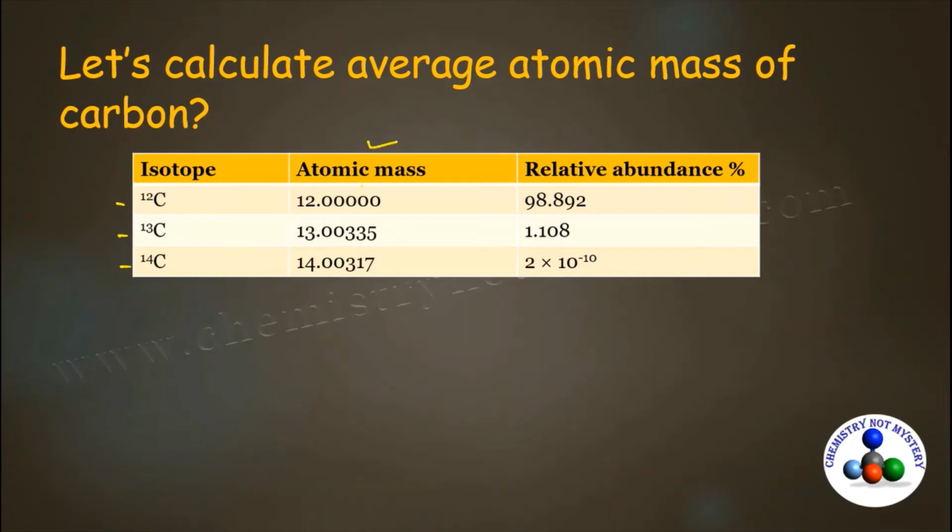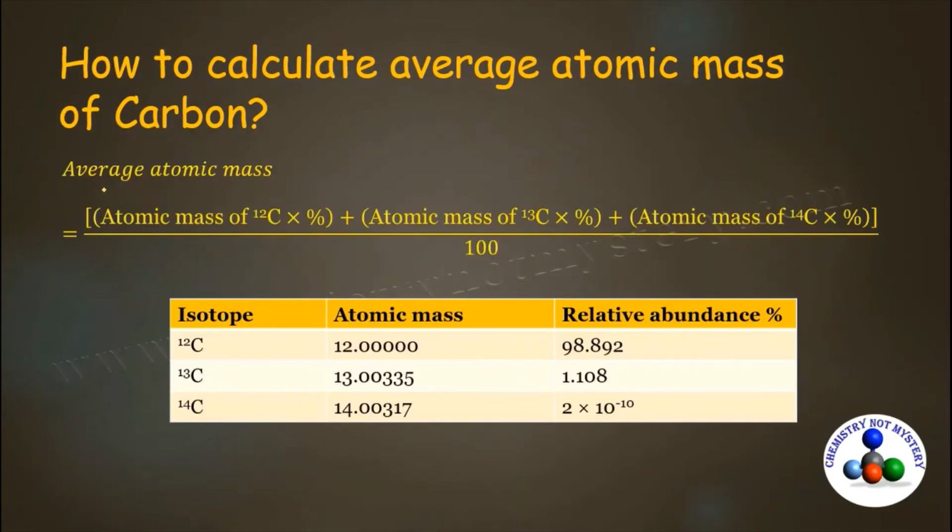Their atomic masses are given here and their relative abundance in percentage is also given here. We have the formula: average atomic mass is equal to atomic mass of carbon 12 isotope multiplied by its percentage abundance, plus atomic mass of carbon 13 isotope multiplied by its percentage abundance, plus atomic mass of carbon 14 isotope multiplied by its percentage abundance, divided by 100. Now place the values in the given formula.